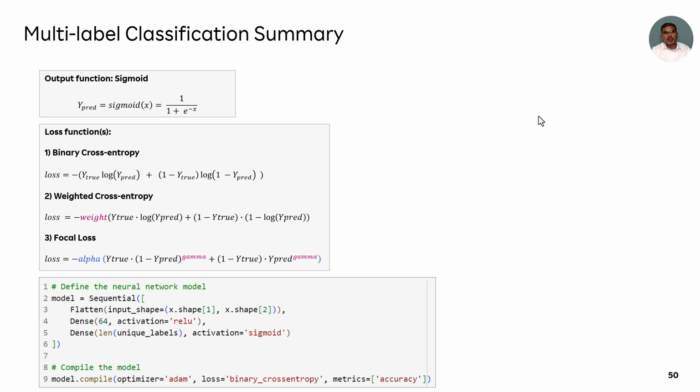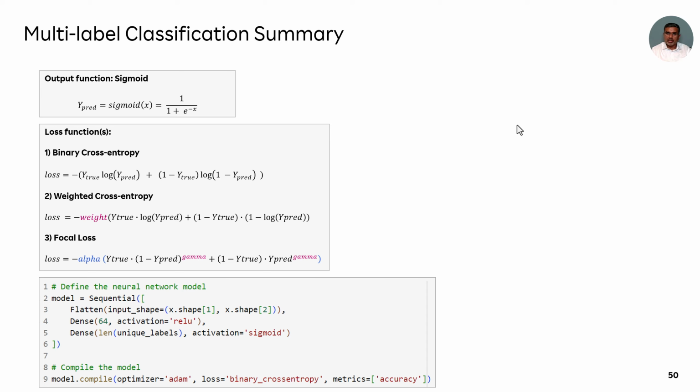To summarize, for multi-label classification, we use the sigmoid as our output layer's output function. And we can use one of these different loss functions: binary cross entropy, weighted cross entropy, or focal loss. And our model is defined as something like this: as many neurons in the output layer as there are unique labels, and we use the loss function as specified here.